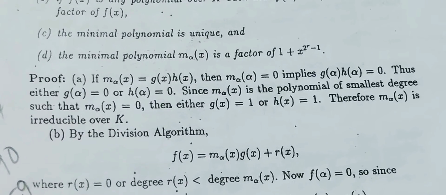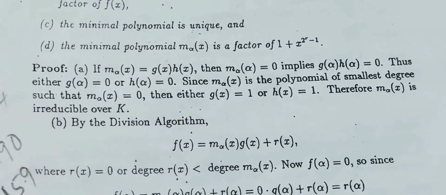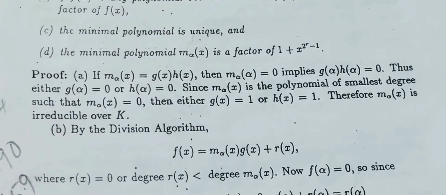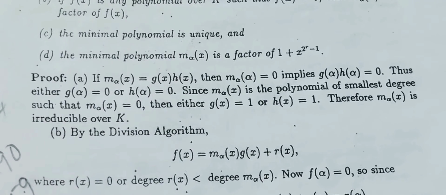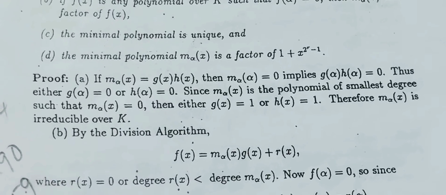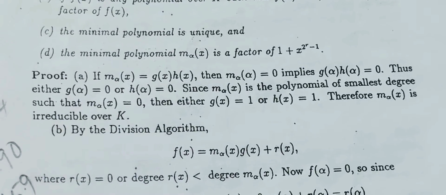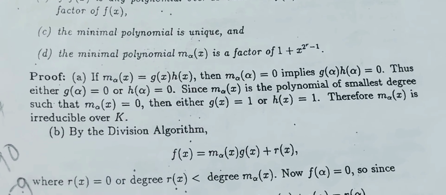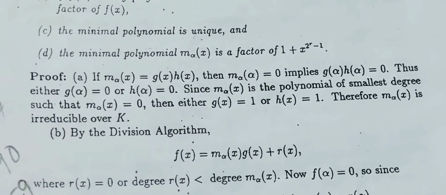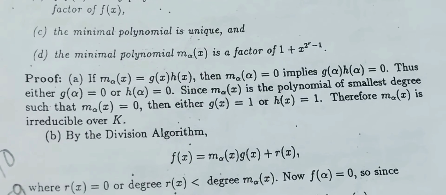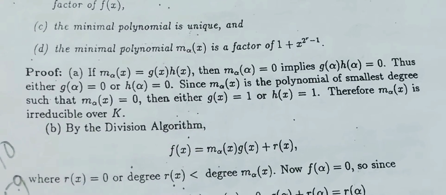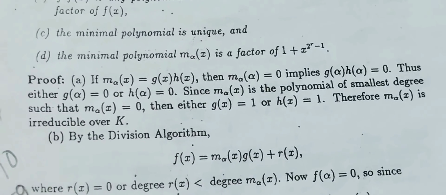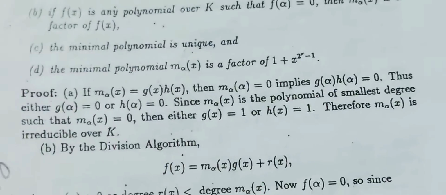Suppose it is reducible. Then it can be written as a product of two functions, and the degree of each of g of x and h of x must be less than the degree of m alpha of x. This is a contradiction, since m alpha of x is a minimal degree polynomial. So m alpha of x is always an irreducible polynomial.